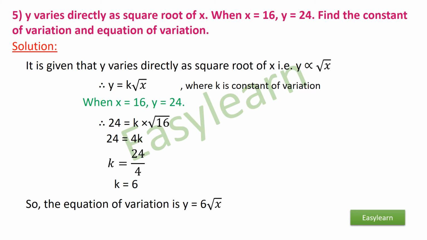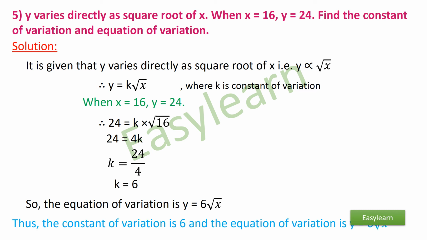Now, the next part of the question, find the constant of variation and the equation of variation. So, here the constant of variation k is 6 and the equation of variation is y is equal to 6 square root of x.